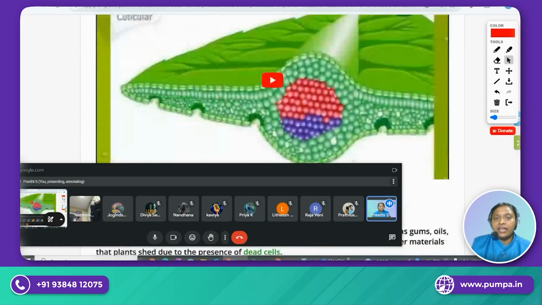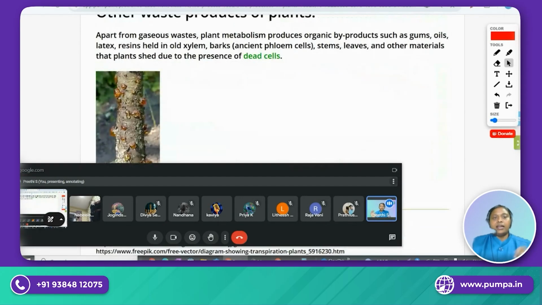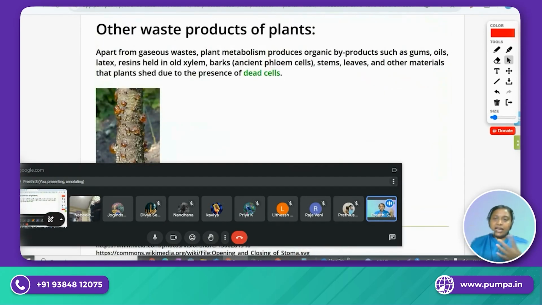And other than that, there are other products, right? We will be using them. The gums, or otherwise rubber, are waste products for the plant, but we are using them. Clear?